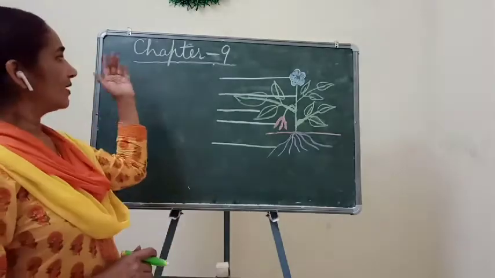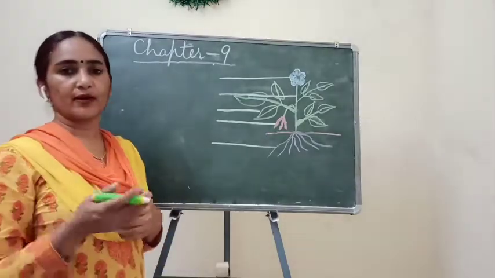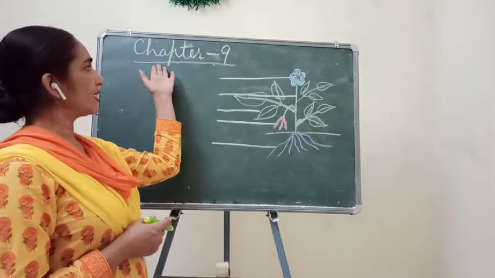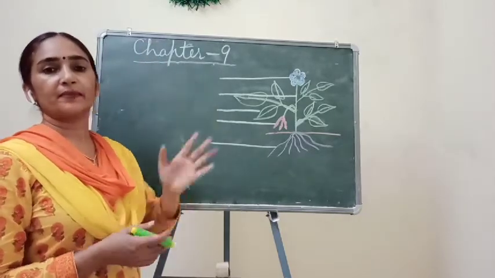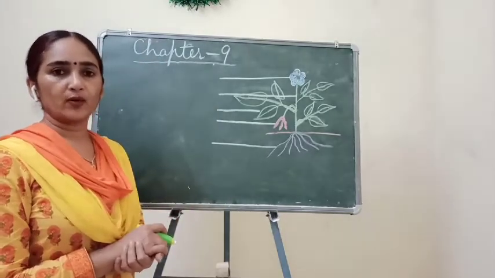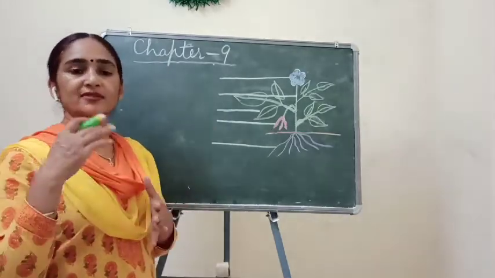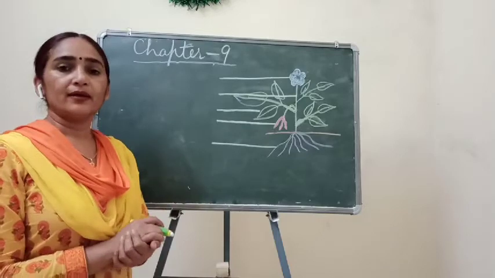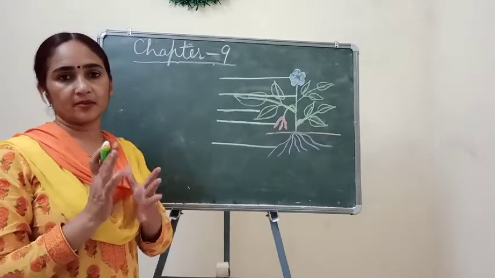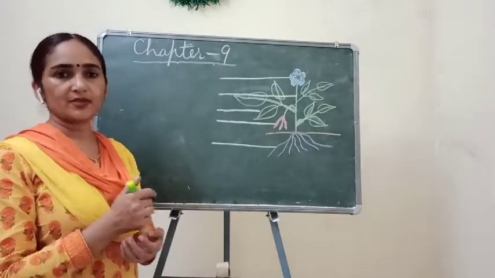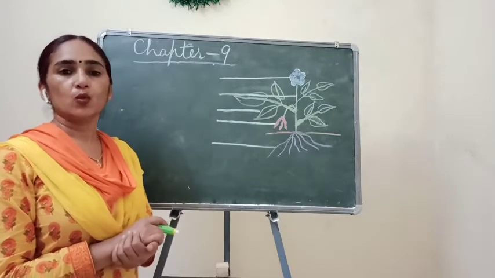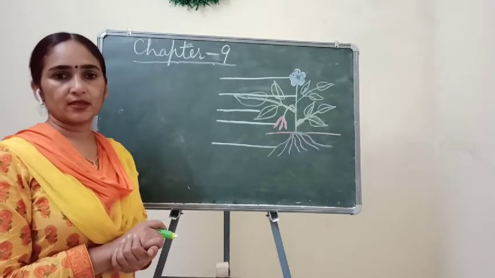Okay, so let's start today's topic. You know, children, we are studying the chapter 9, the plant world. Under this chapter, we have studied about the different systems. Main two systems I have explained to you: root system and shoot system.